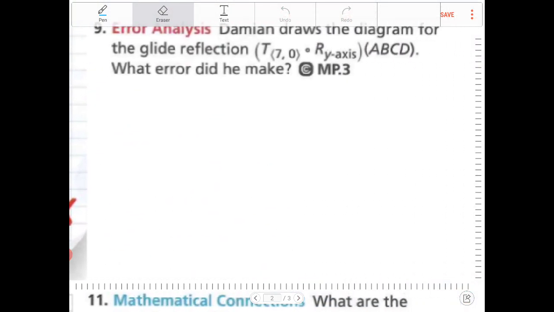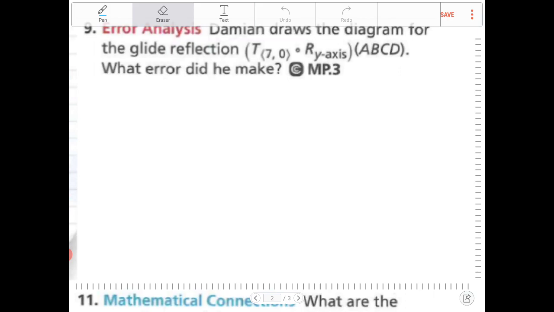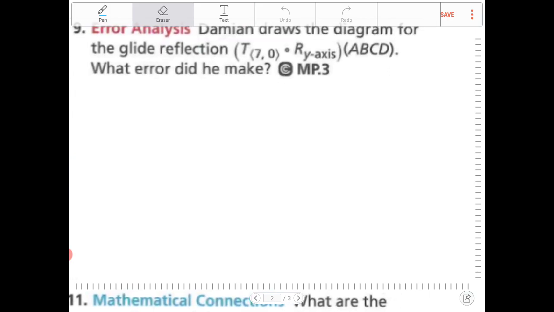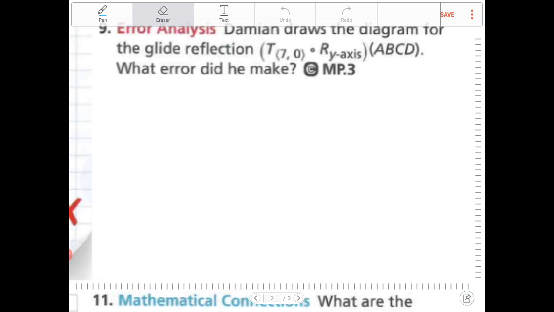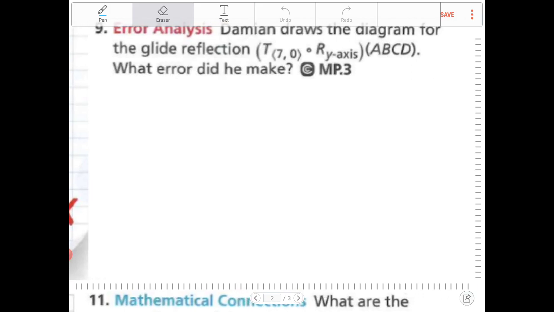Let's take a look at the next one here. It says error analysis. Damien draws the diagram for the glide reflection, reflecting over the y-axis, then translating 7 units to the right. What error did he make?